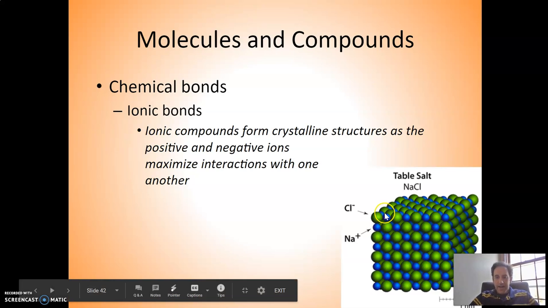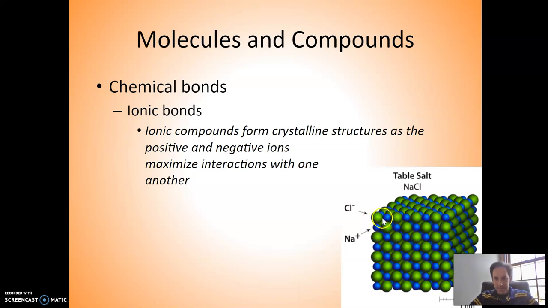And so ionic compounds form these crystalline structures as these negatively charged chlorines and positively charged sodiums interact in such a way as to maximize the negative-positive interactions. You can see this chlorine is surrounded by sodiums and each sodium is surrounded by chlorines.